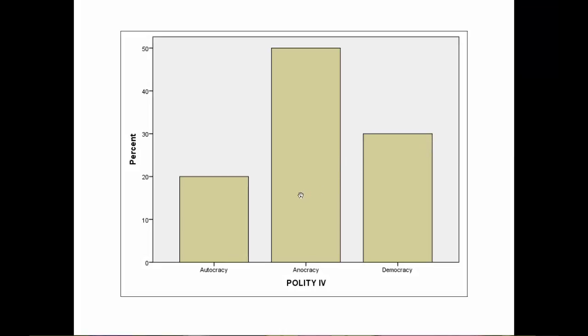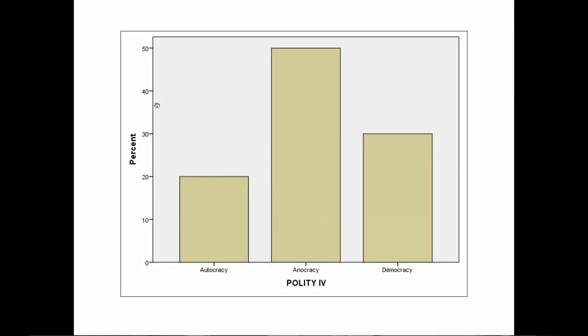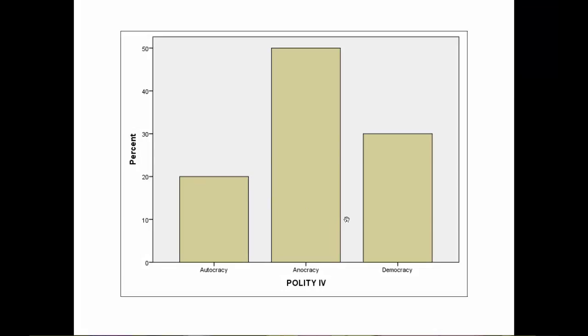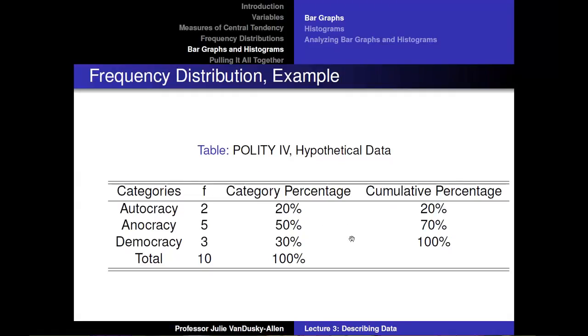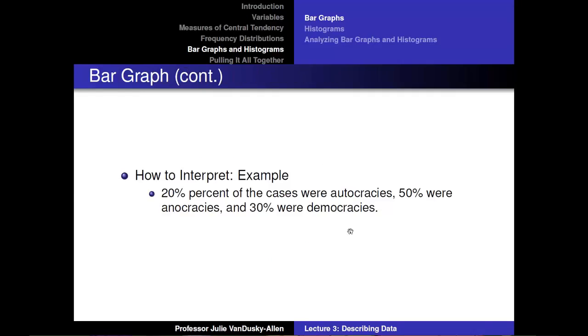This is a bar graph that represents the information from the Poly 4 frequency distribution example. As you can see, the percentage of cases is on the y-axis and the category names are on the x-axis. Note that I placed a variable name below the x-axis as well. 20% of cases were autocracies. 50% were anocracies. And 30% were democracies. So to interpret this graph, we would say 20% of the cases were autocracies, 50% were anocracies, and 30% were democracies.